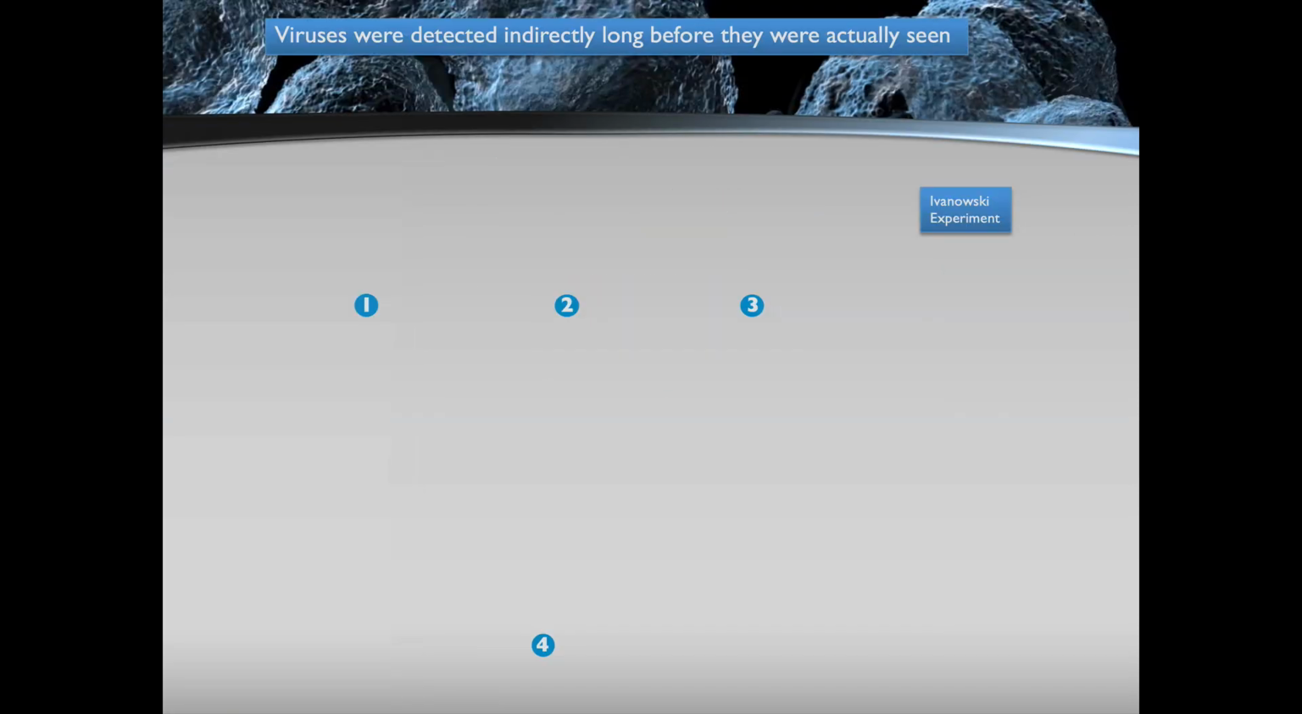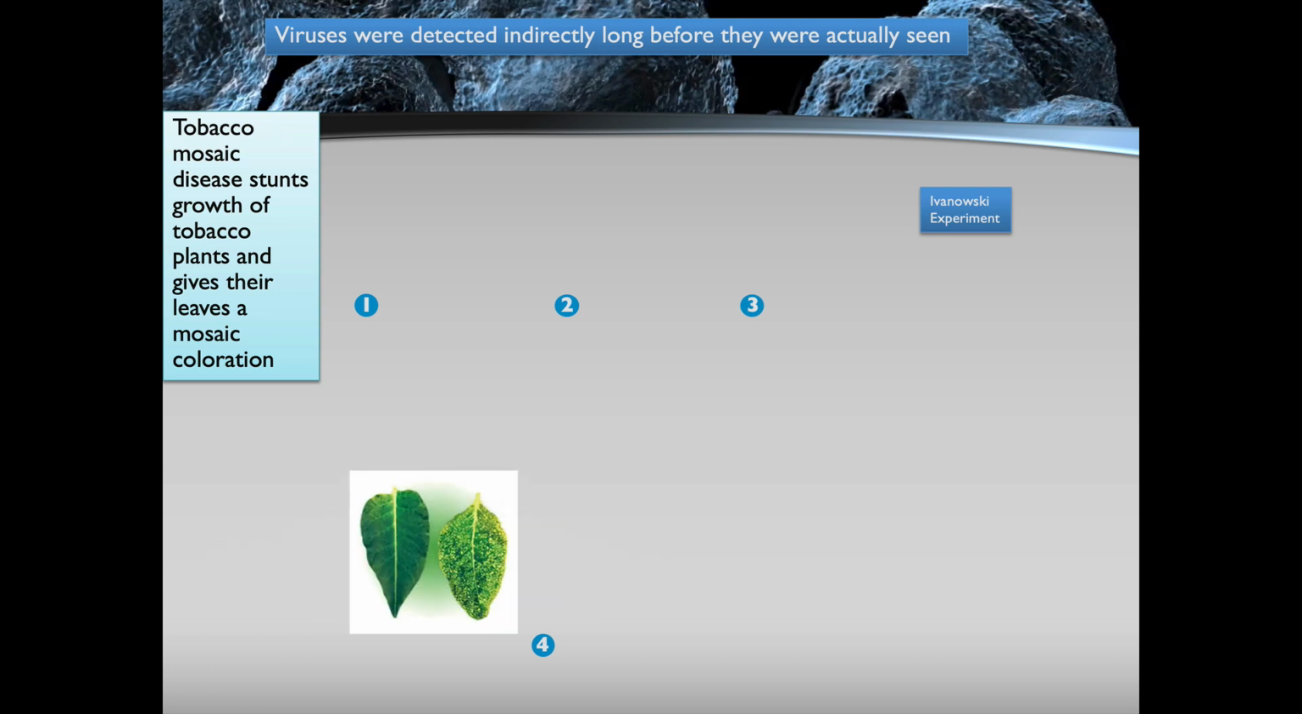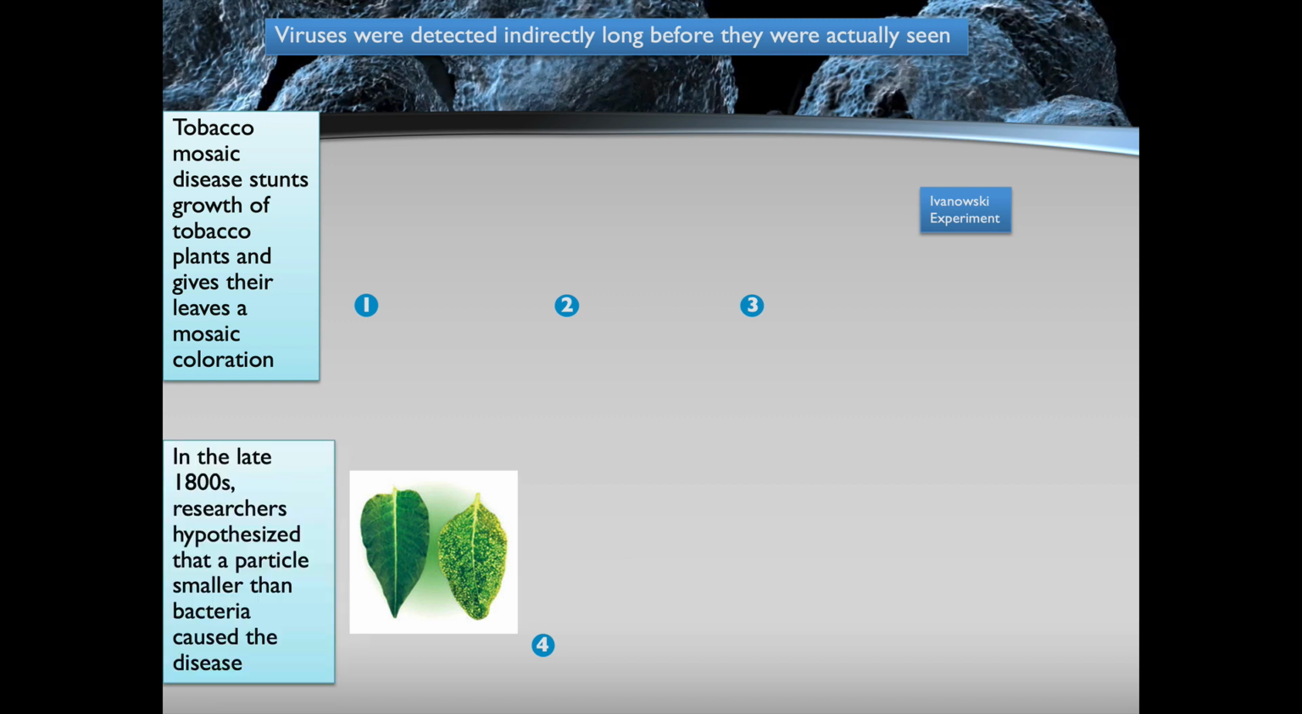Historically, viruses were detected indirectly long before they were actually seen. Tobacco plants have a common infection called tobacco mosaic disease, and it will stunt the growth of the tobacco plant and give their leaves almost a mosaic coloration of yellow spots on the green leaves that looks like this. The leaf on the right has been infected by the tobacco mosaic virus. Now, in the late 1800s, the researchers hypothesized that a particle smaller than a bacteria caused the disease. They actually couldn't find a bacteria that was responsible for it, so they had to go ahead and further test to see what they were dealing with.